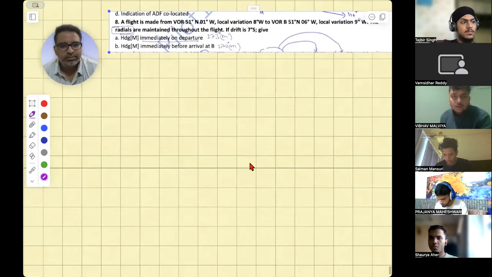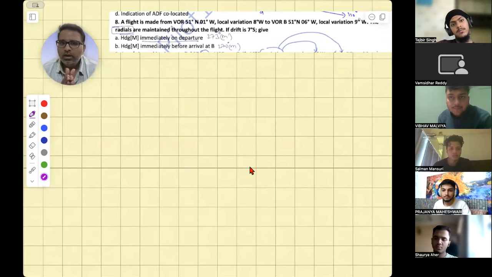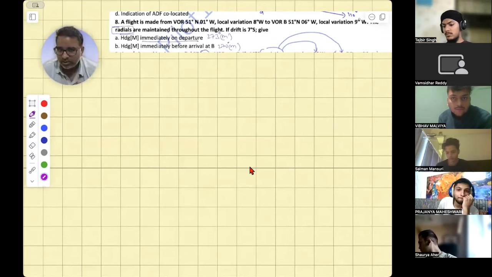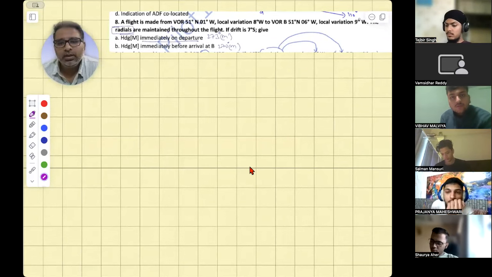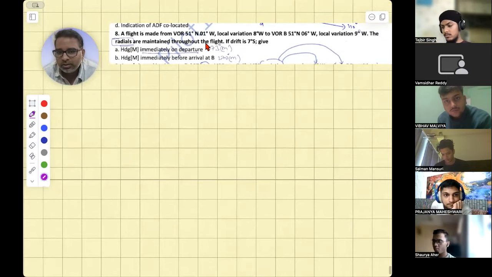Are you able to see the question? Yes. Okay, the coordinates of VOR 1 and VOR 2 are given, along with the local variation. The radials are to be maintained through the flight.